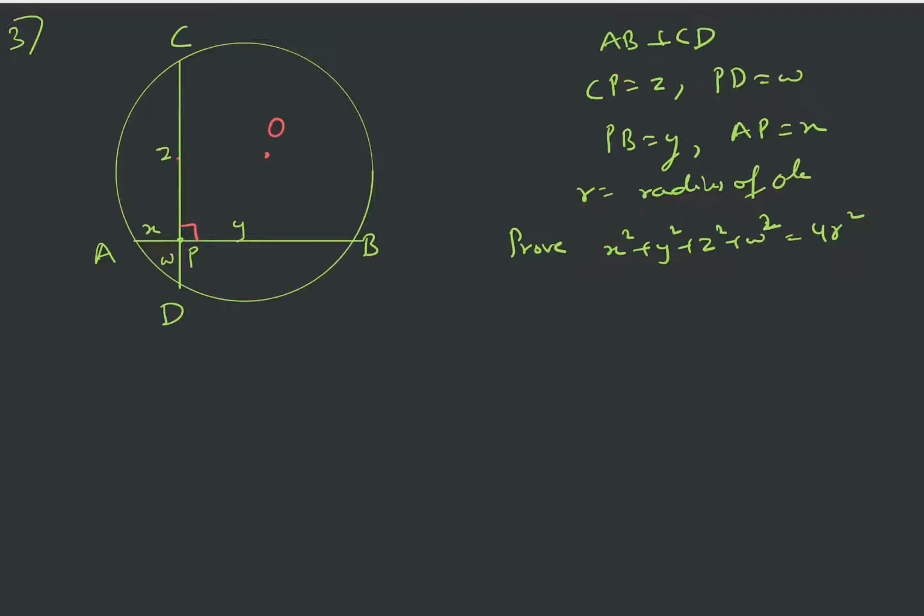First hint: draw perpendiculars from O to the sides AB and CD. So let us say this is K and this is L. Draw OK perpendicular to AB and OL perpendicular to CD. Yes, this is the first hint. So pause the video again and try this problem again.